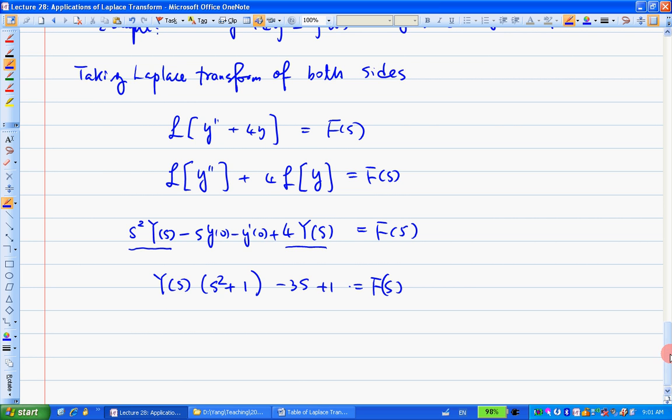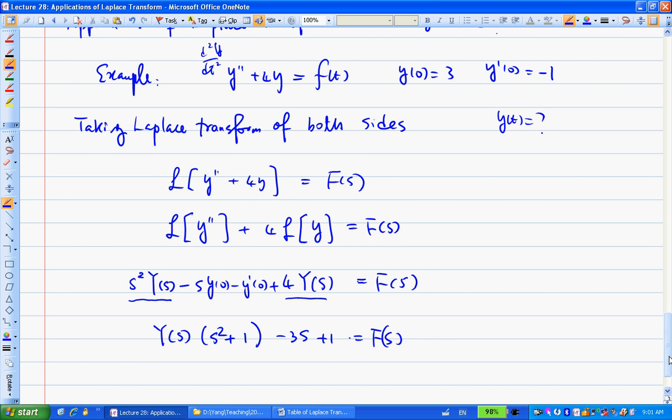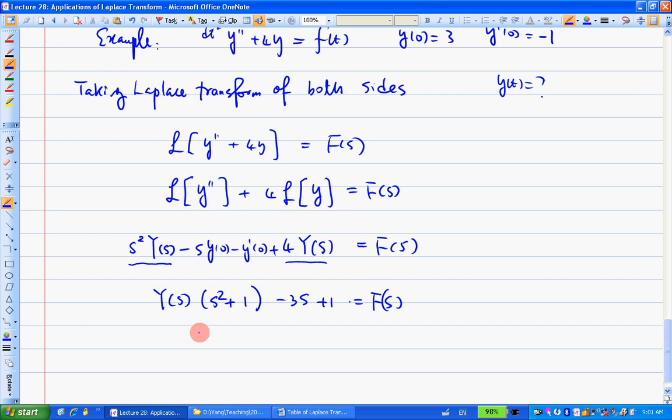So remember the purpose, right? The objective is to solve this one. Basically, the objective is to obtain this guy here. After this approach, you're going to try to single out this capital Y of s. Then you're going to take an inverse Laplace to get back this y of t. That's basically the idea here, right? So then let's single out this capital Y of s here.